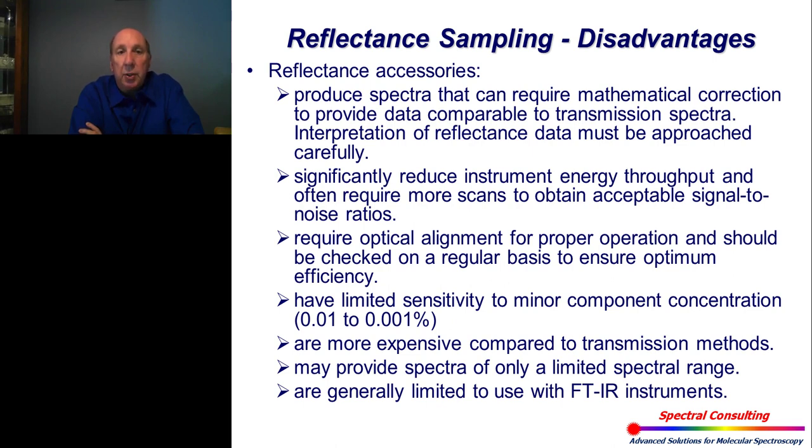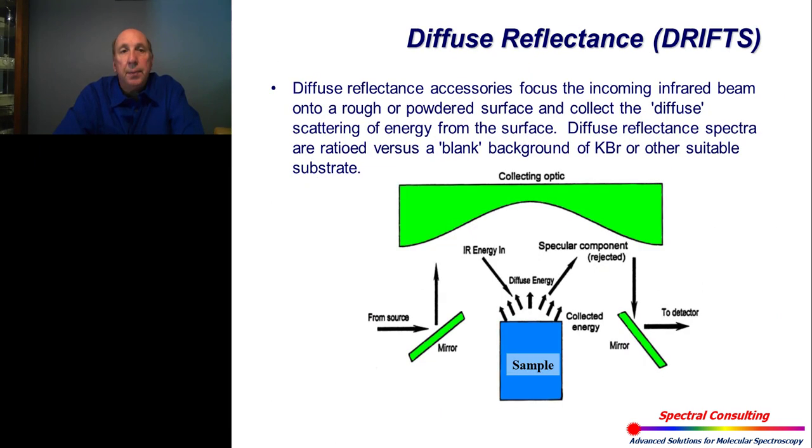We have to make sure that we have the optical alignment set up properly, and we'll talk about that as we go through this. And we need to check that on a regular basis. We often have limited sensitivity to minor component concentrations or extremely large concentrations. They can be more expensive compared to things like liquid cells or KBr pellets. Sometimes there's a limited spectral range, and we generally need to use them with Fourier transform infrared instruments, or FT-IR.